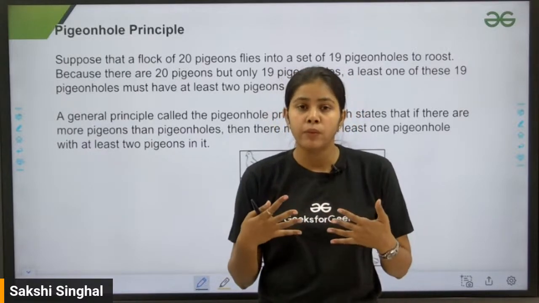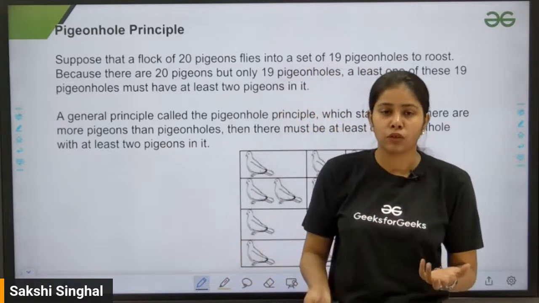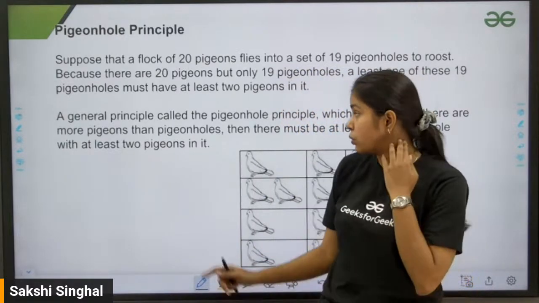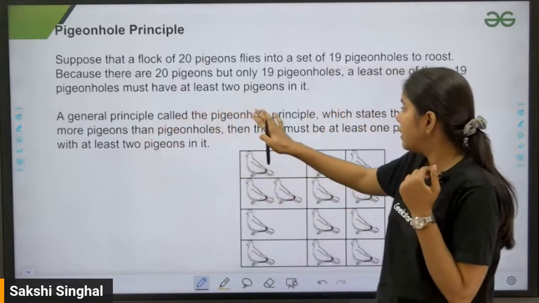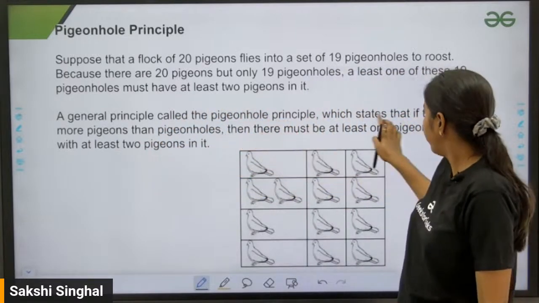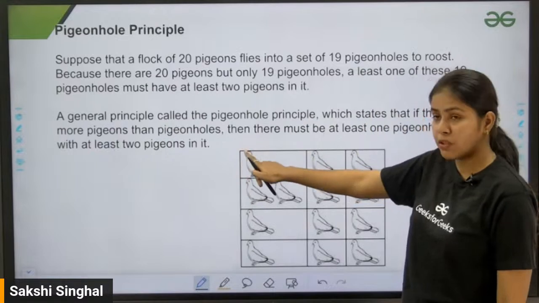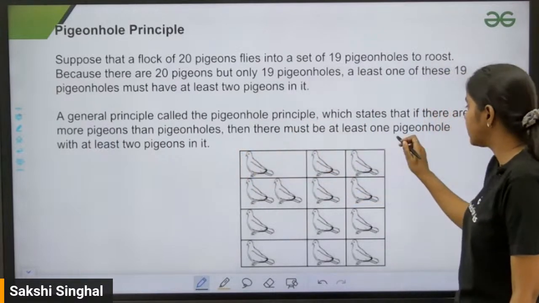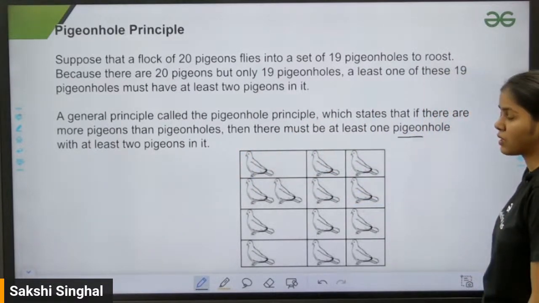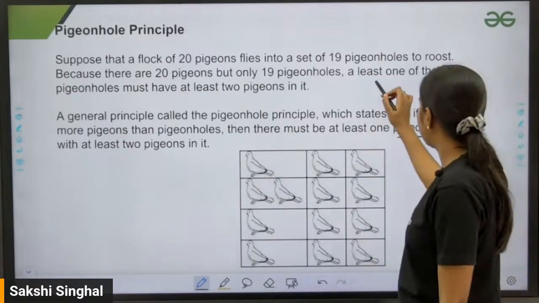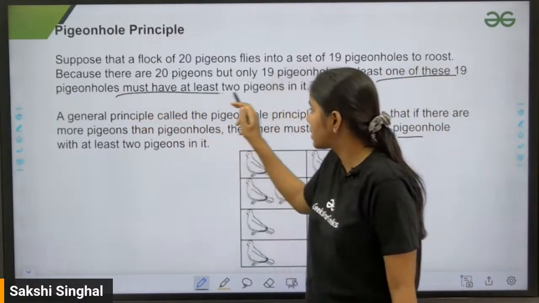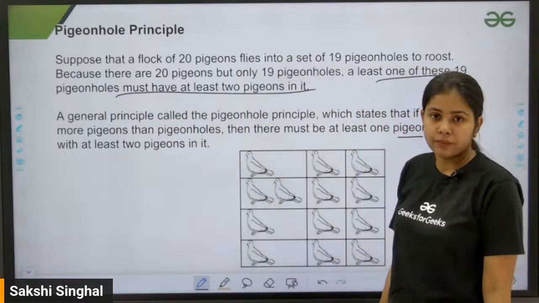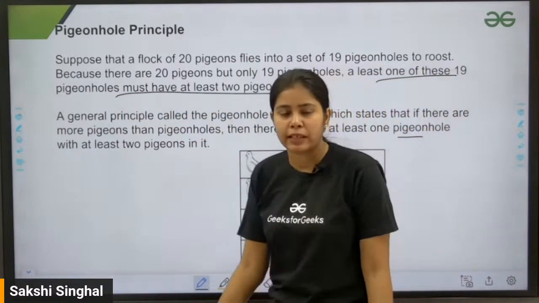So what will we do? We'll put two pigeons in that pigeonhole. So the general principle says that if there are more pigeons than pigeonholes, then there must be at least one pigeonhole with at least two pigeons in it. At least one of these 19 pigeonholes must have at least two pigeons in it. So this is a simple case, right?